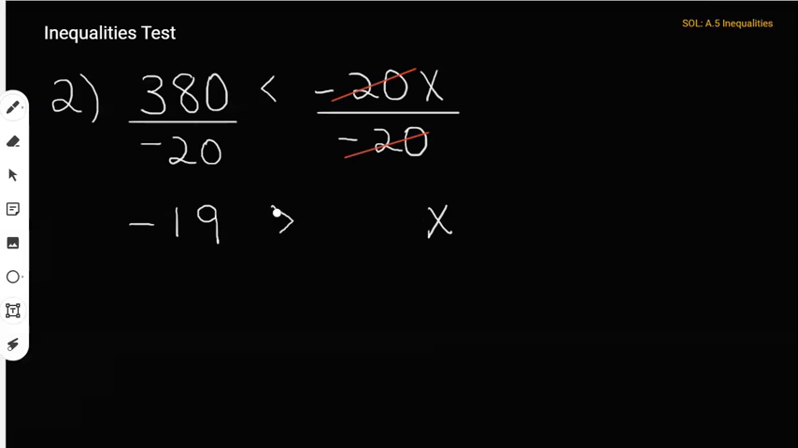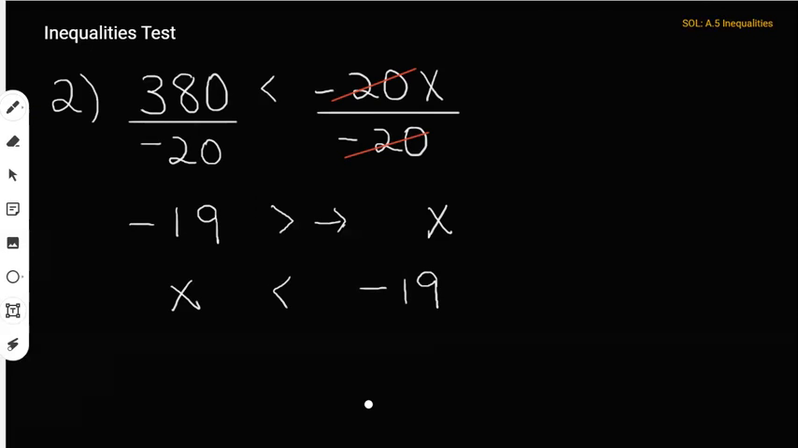Because notice, it's pointing at the x right now. It's pointing at the x. So if I was to take the x and put it on the left side and take the negative 19, put it on the right side, I would have to flip the inequality symbol so it's still pointing at the x. So I get x is less than negative 19. That's going to be my answer.